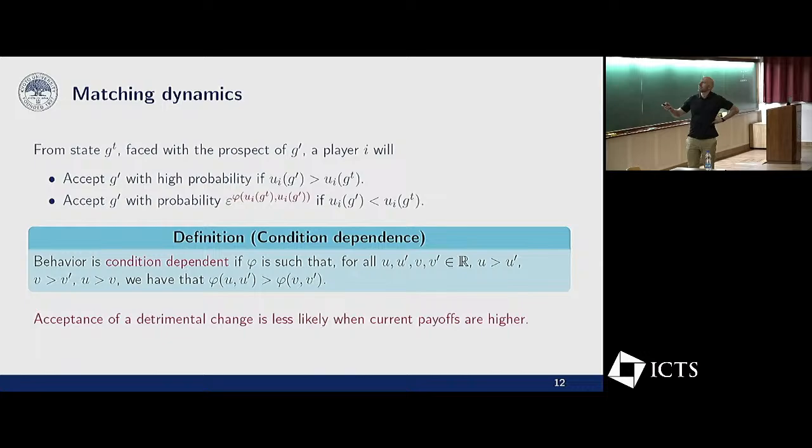It says, considering situations where your current payoff in one situation is u and your current payoff in another situation is u dash. If u is more than u dash, then this is bigger than this. But that means, of course, because it's epsilon to the power of things, epsilon to the power of something bigger is a smaller number. So you're less likely to accept a detrimental change when your current payoffs are higher, under condition-dependent noise. There's a reason I'm describing it to you.